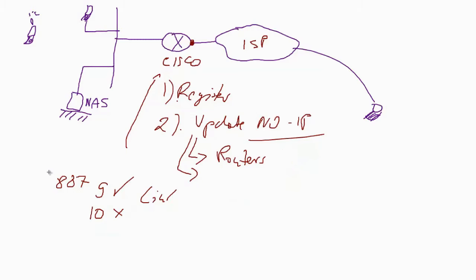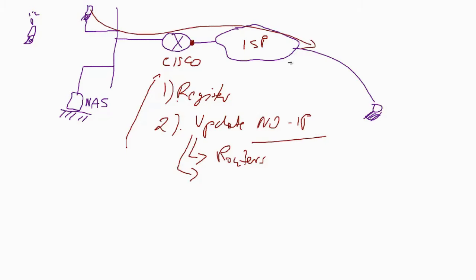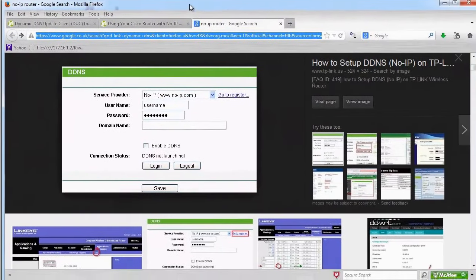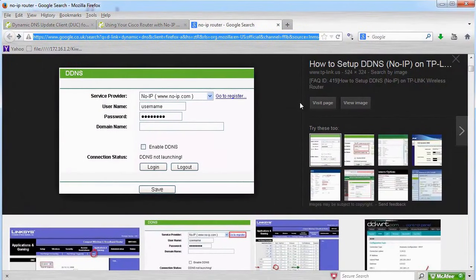That's not important here, but be careful. Of course, it works, but I do not trust Cisco routers in this field. I put the No-IP client on one of my servers, and this server goes to No-IP, and that's it, job's done.